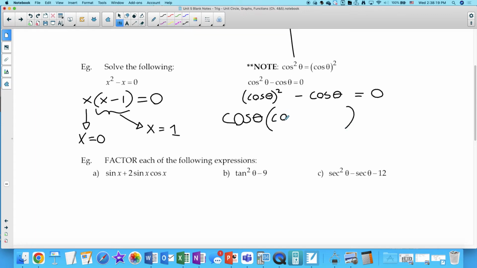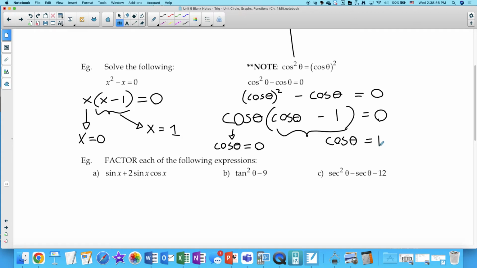So where I'm going to go next is, if cos theta times cos theta minus 1 equals 0, the only way for that to happen is if one or the other factors is 0. So here I can say cosine theta equals 0, or here, cosine theta equals 1. Now here's where I have to take the extra step compared to the quadratic. This is not quite solved yet because what I want to know is what angle has a cosine of 0.